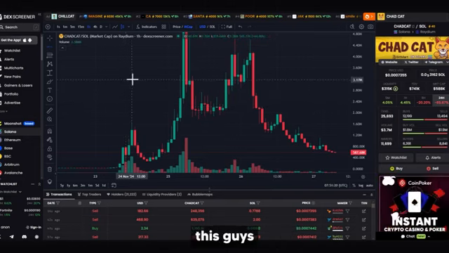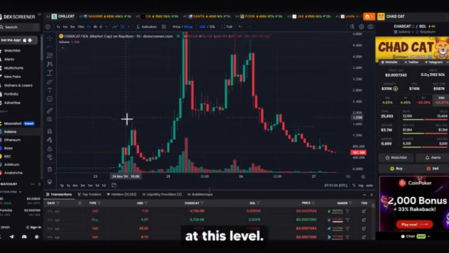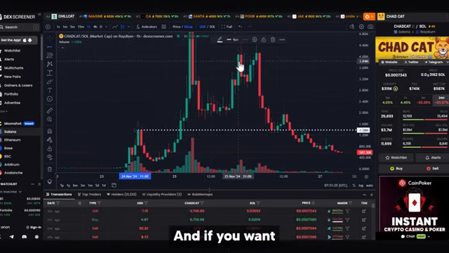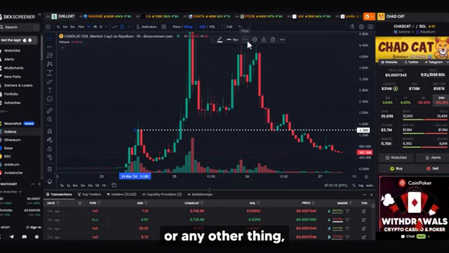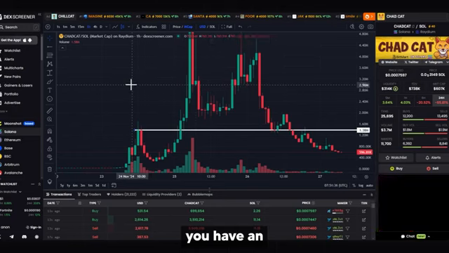What I mean by this, guys, is that let's say, for example, we can see on the hourly that price action topped at this level. So I'm going to place my horizontal ray right here, just like that. And if you want to change the line to dotted or any other style, you can click style and then click the line, and that way you have an actual line.